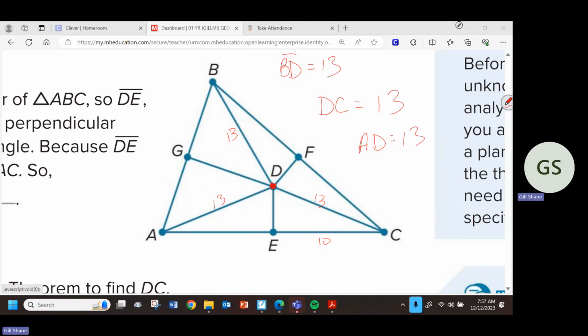EC is equal to FB. How would you make that distinct? How would you say that?